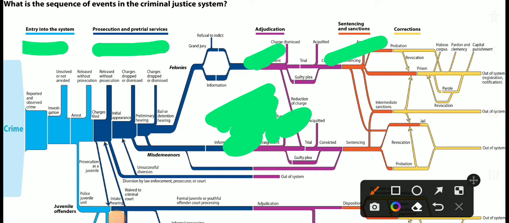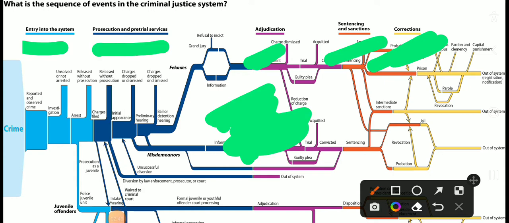The fifth part is correction. What is correction? The treatment and rehabilitation of offenders through a program involving penal custody, parole, and probation.